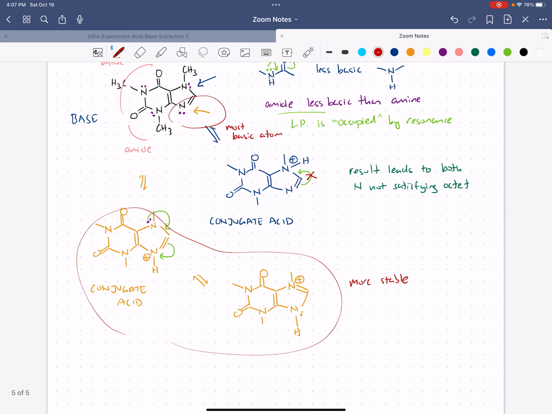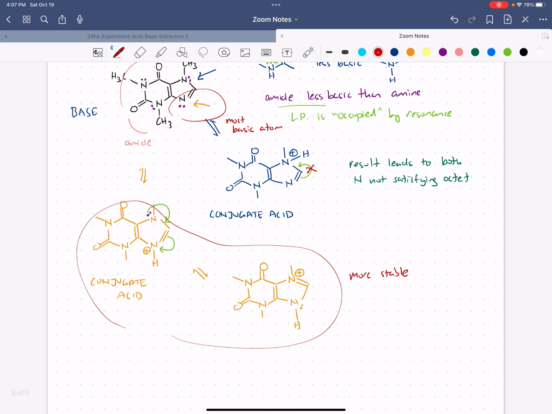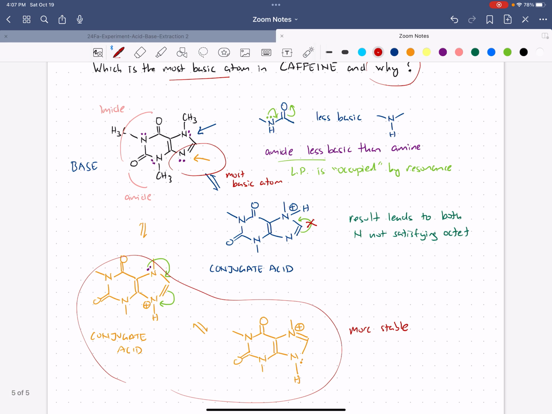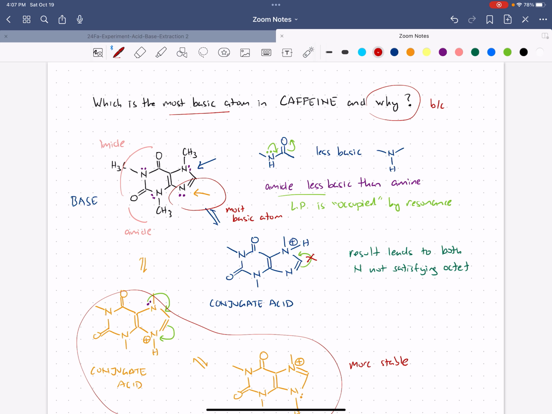And why? Because its conjugate acid is stabilized by resonance, whereas the other possible conjugate acid is not stabilized. Right, when your product is stabilized, the reaction is more likely to happen, and this reaction is more likely to happen. Let me just finish this thought. Because its conjugate acid is more stable, and it was via resonance.